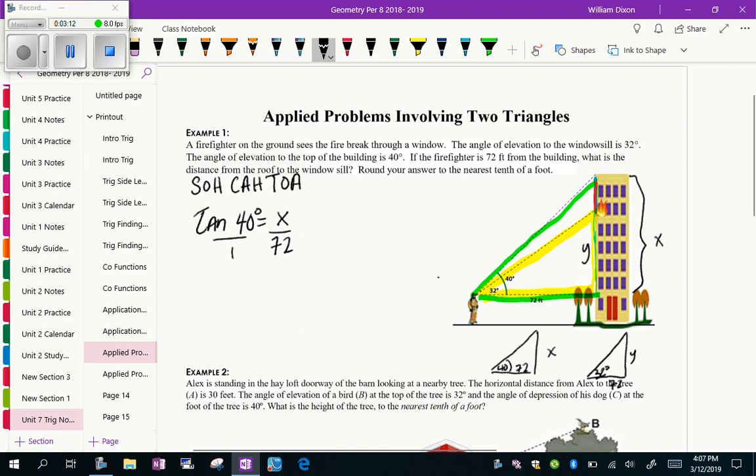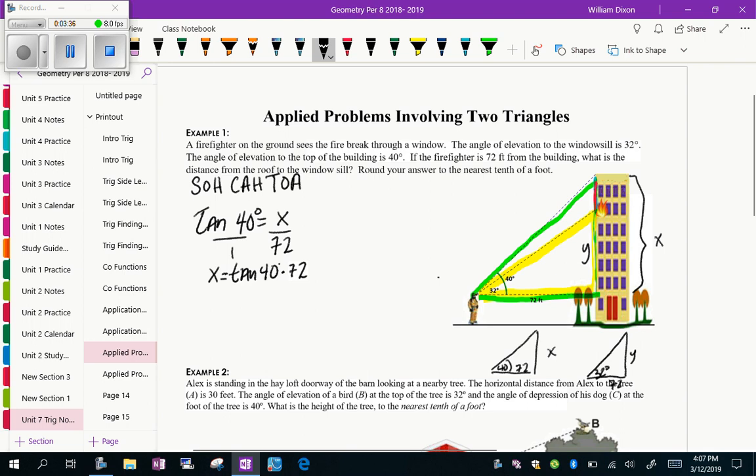I'm going to put a 1 underneath. I'm going to cross multiply, and I'm going to get X times the tangent of 40 degrees... X equals the tangent of 40 degrees times 72. Now, I'm not going to figure that out yet. Let's just leave that for 1 second.